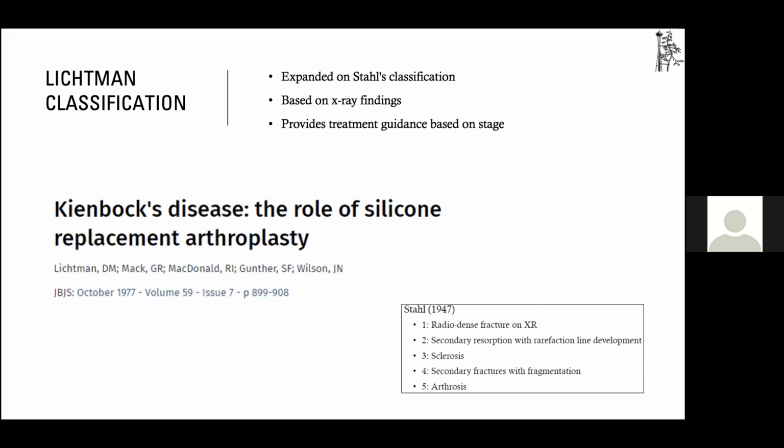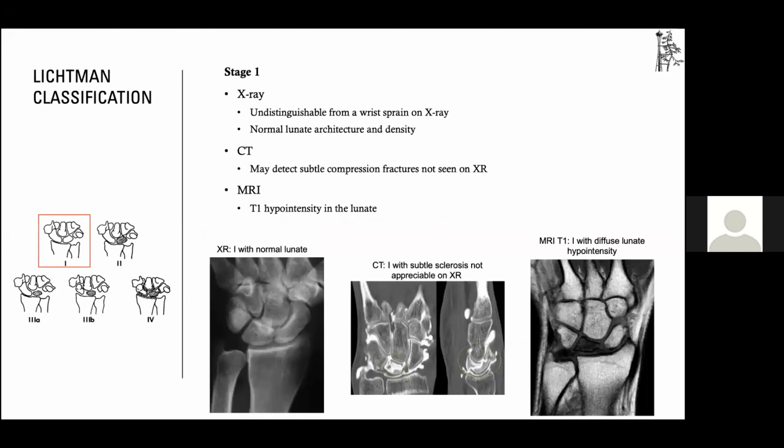One way of determining where in this process we are is to use the Lichtman classification. And this is really the landmark paper from 1977 that described the staging system that is predominantly used today for determining optimal treatment. It's an expansion on Stahl's 1947 classification system and relies heavily on radiographic findings. In the first stage, there's no distinguishable change on X-ray, and diagnosis relies on more advanced imaging studies such as CT or MRI.